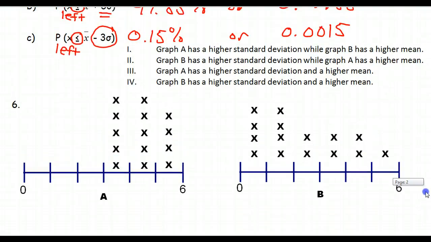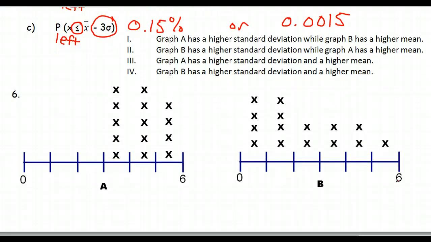I think we're down to the last one. This is multiple choice. We're supposed to pick which statement is true. Okay? Now, just before I delve into the guts of these words and everything, at a glance, you should be able to judge 2 things. You should be able to tell me which one of these graphs has a higher mean and which one has a higher standard deviation. You should not have to put any numbers in a calculator at all.